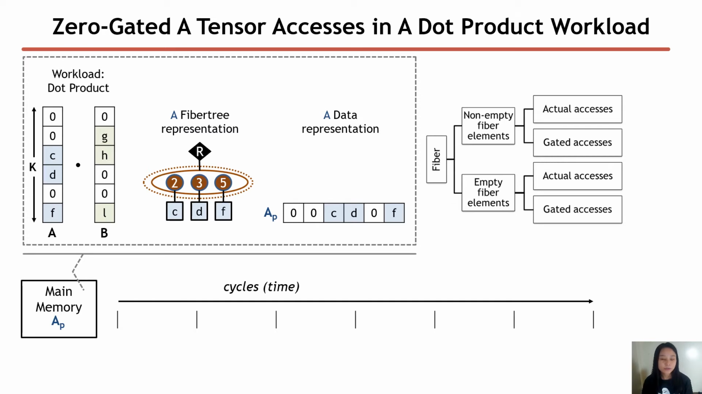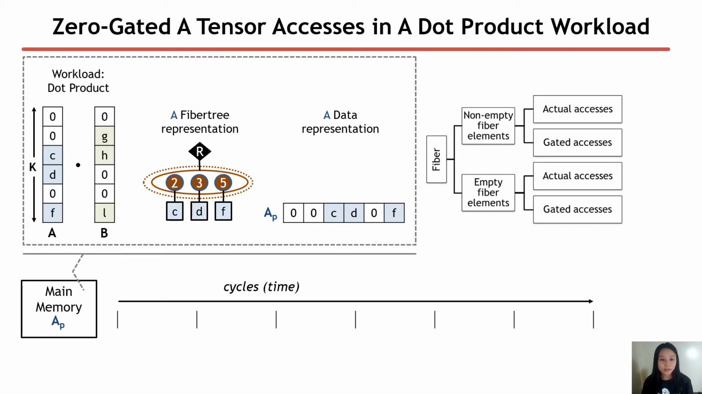So again, we have this workload, which is a dot product of vectors A and B with dimension k. Again, A is stored in the main memory, and we again only care about the accesses to a tensor. Let's imagine that we're able to tell which value in B is 0 in some magical way. You could have different ways to figure this out, right? You could actually read the B vector to figure out, or you could have some additional information in your B representation so that you know which location in B is 0.